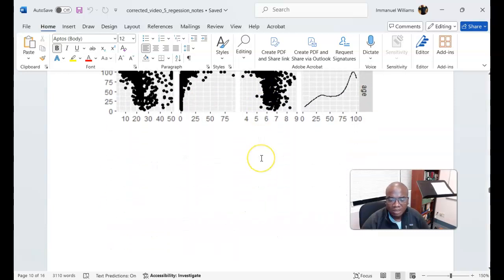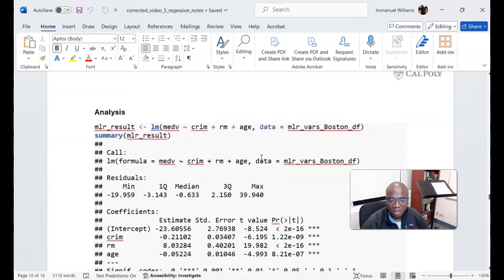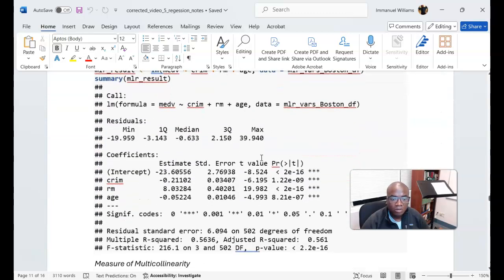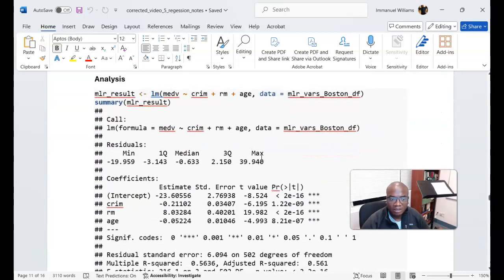Last but not least is the analysis. So here we have the analysis. We have the following explanatory variables: crime, room, and age. This is another way of me telling you what the explanatory variables are. Take note of that. And then my response variable is going to be median value. Take note of that.